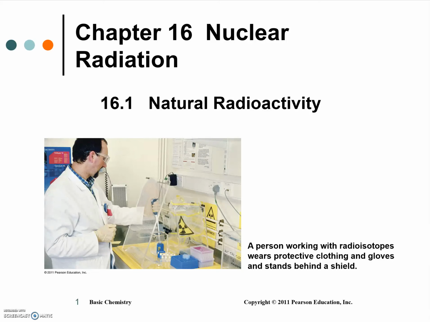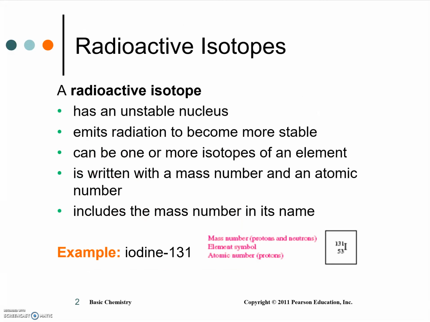Hi everyone, we're going to talk about natural radioactivity today and some radioactive nuclear equations. So what is radioactive? Something that is radioactive essentially has an unstable nucleus. It's going to emit radiation to become more stable.